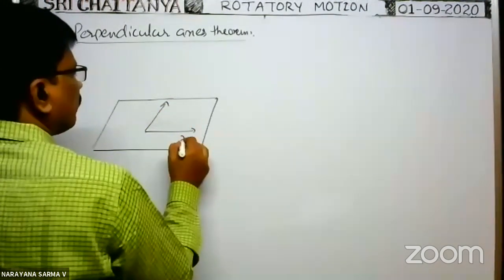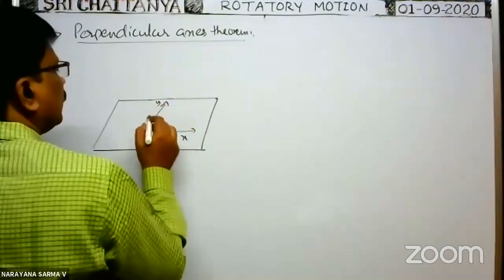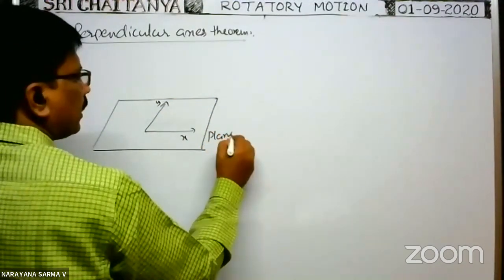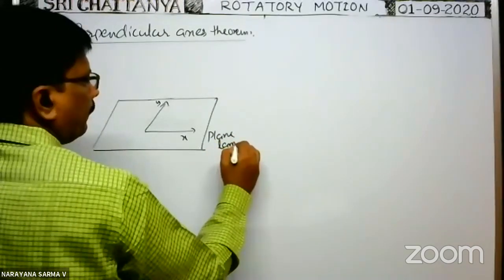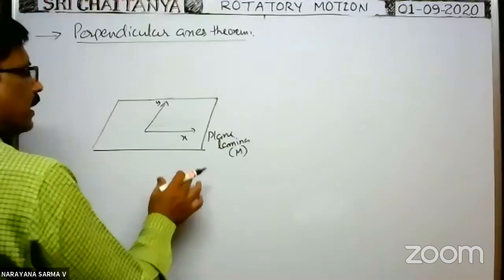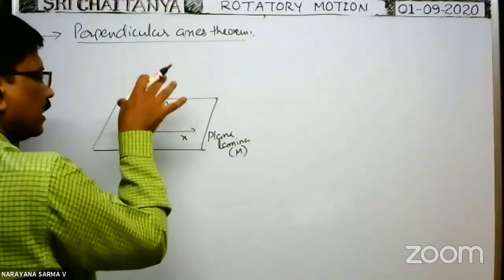This x-axis and y-axis both lie in the plane of the lamina. Plane lamina means plane sheet. Here, this x and y axis lie within the plane of the lamina.